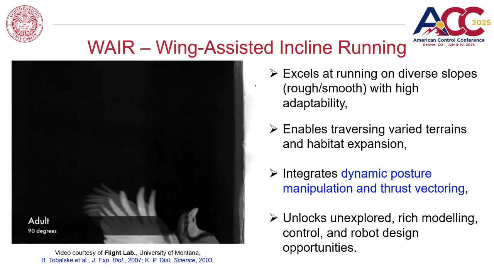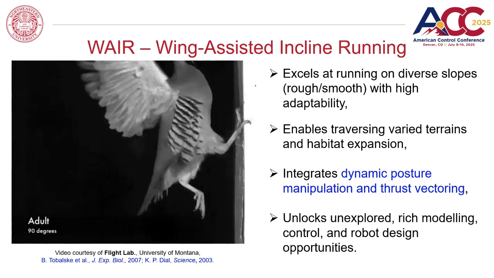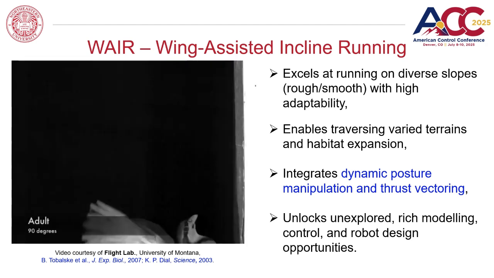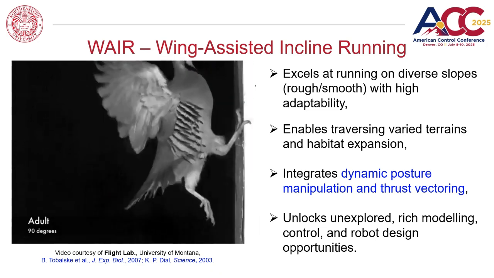Wing-assisted incline running evolved in birds to expand their habitat and go across varied terrains. This maneuver is achieved by dynamic posture manipulation and thrust vectoring, unlocking unexplored, rich modeling, control, and robot design opportunities.